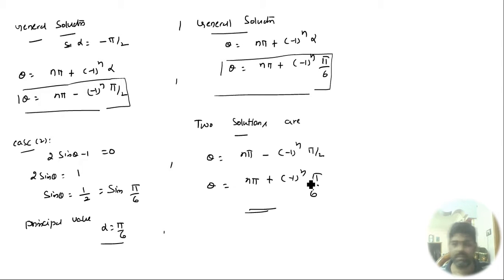These are two solutions. Okay, and the next question is, we write another one: solve 2 cos square theta minus 3 cos theta plus 1 equal to 0.